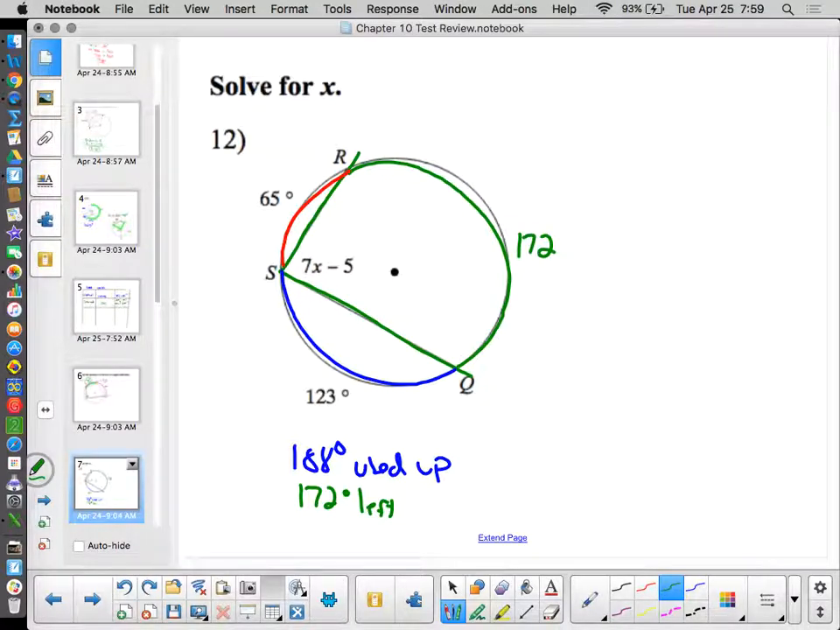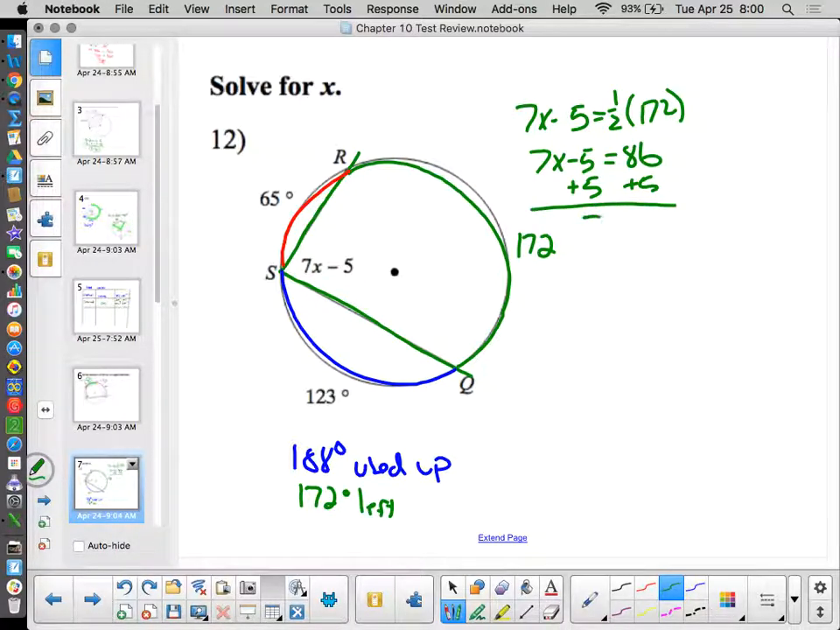Okay? What's half of 172? 86. So 7x minus 5 is 1/2 of 172, or 7x minus 5 equals 86. Add 5 to each side. I get 7x equals 91. So x equals, what is that, 13? Okay.